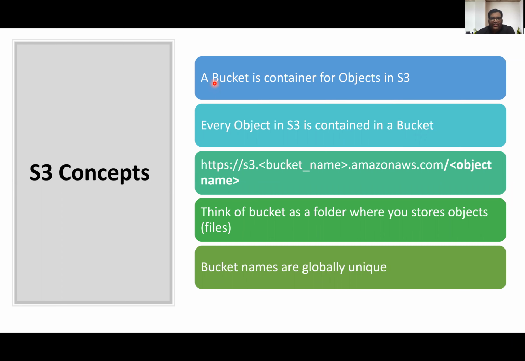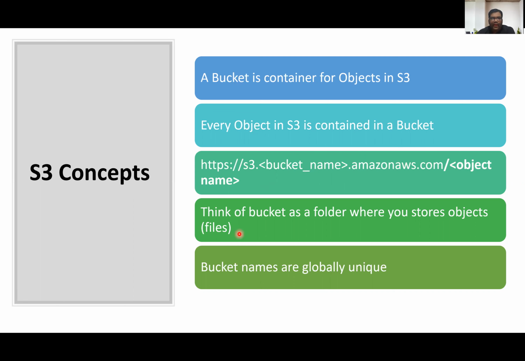S3 will generate a URL for your object. It looks like HTTPS S3 dot bucket name. So let's say you create a bucket named, like, a folder, dot amazonaws.com slash your file name, whatever object you're going to put there. AWS will create a URL, and if you just copy and paste that URL into your browser, it will bring you that file.